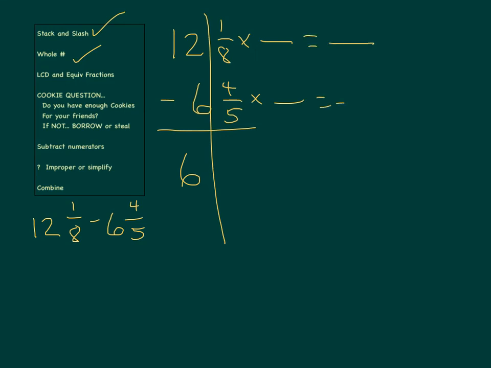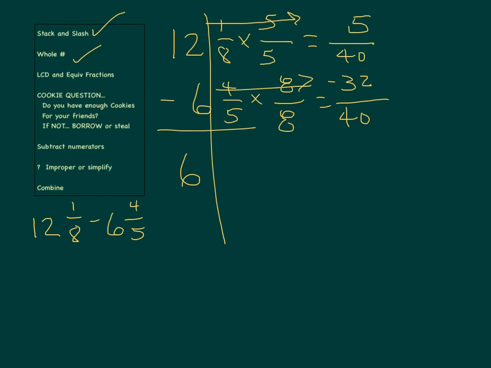Now I need a common denominator, which will be 40. 8 times 5, do the bottom, do the top. 1 times 5 is 5. 5 times 8 on the bottom. 3 times 4 on the top. Okay, so I did LCD on my common denominators and made equivalent fractions. Next, now I need to ask the cookie question.